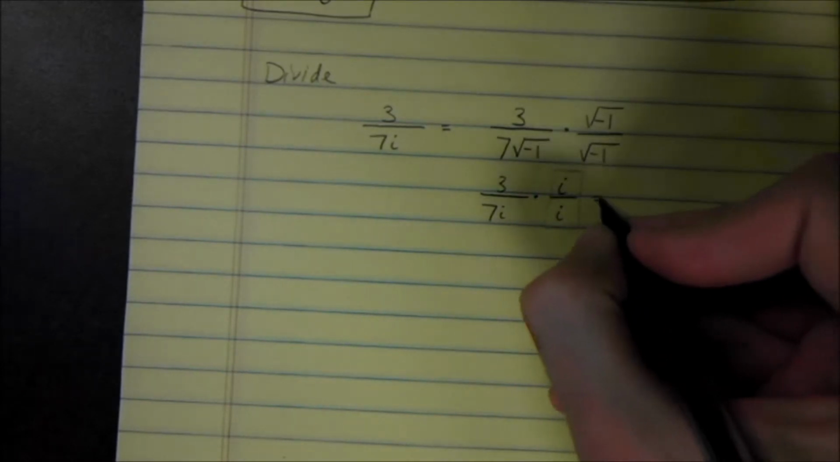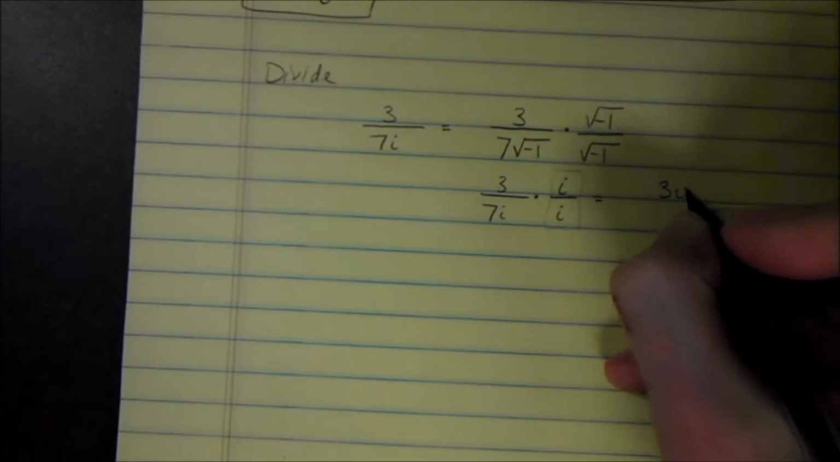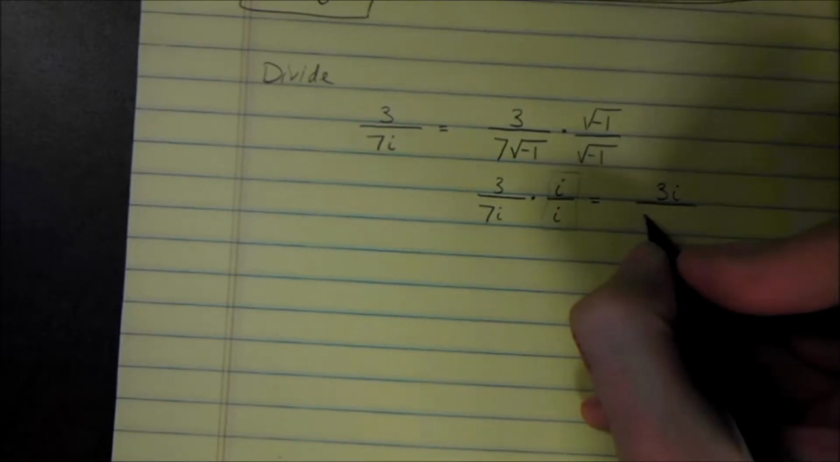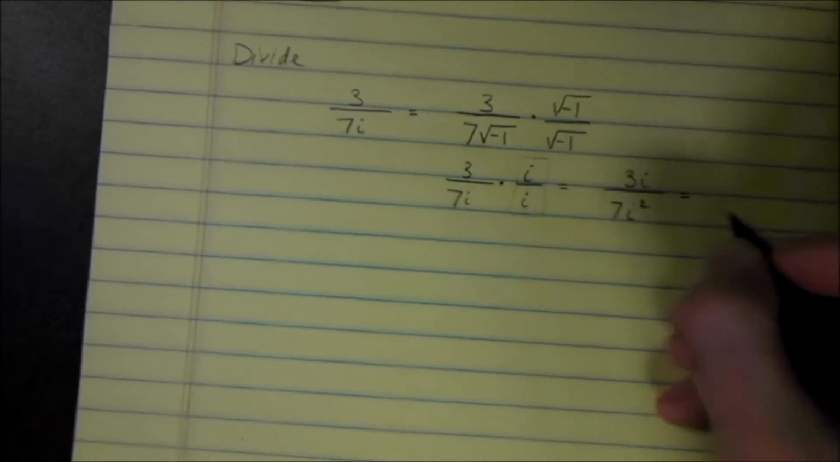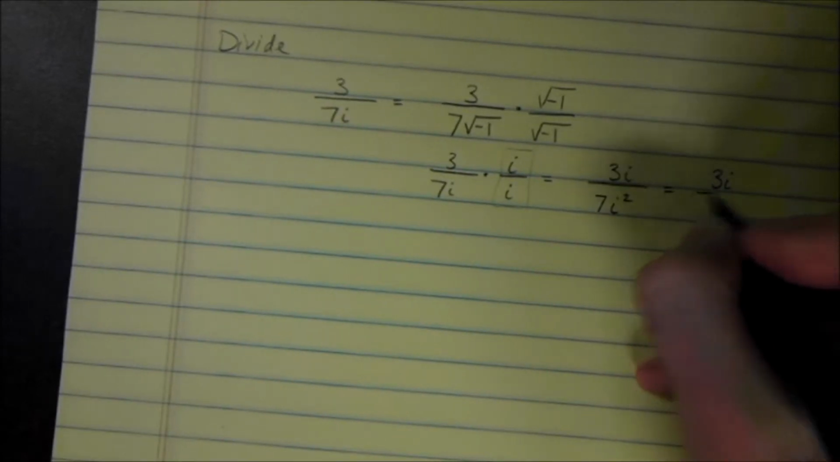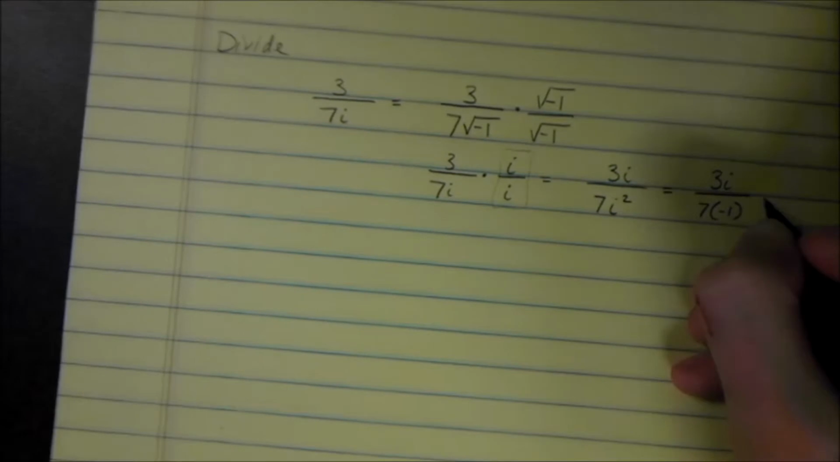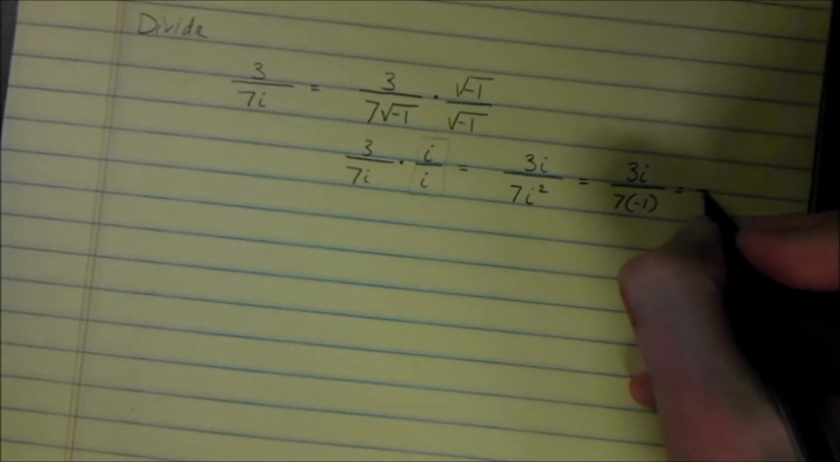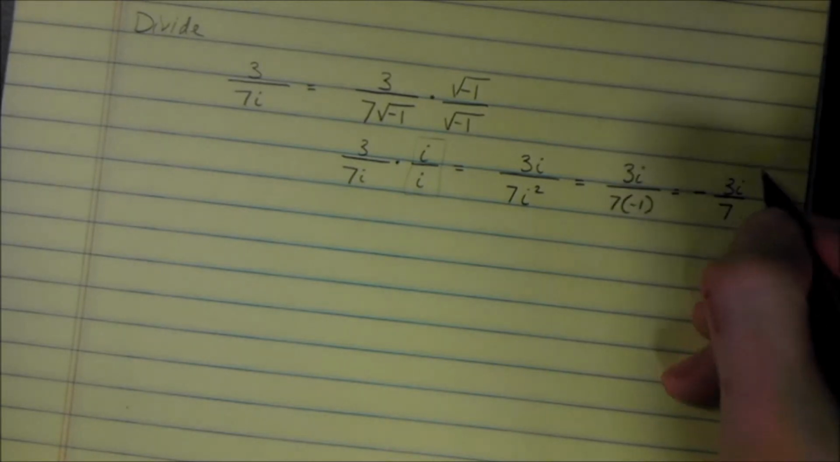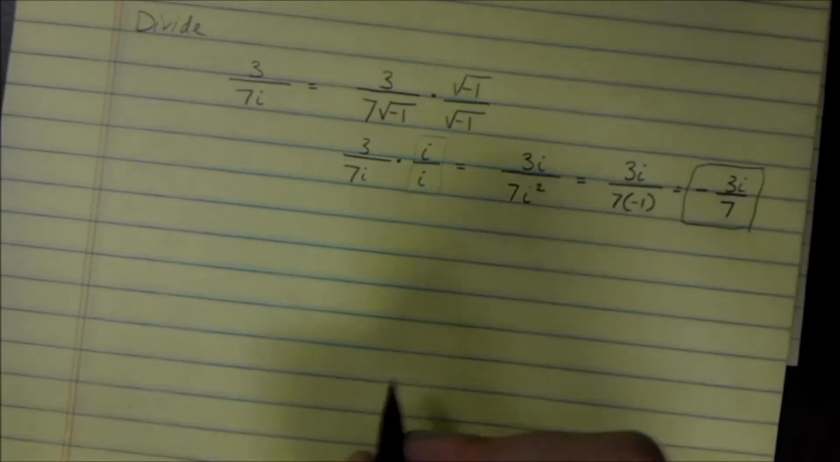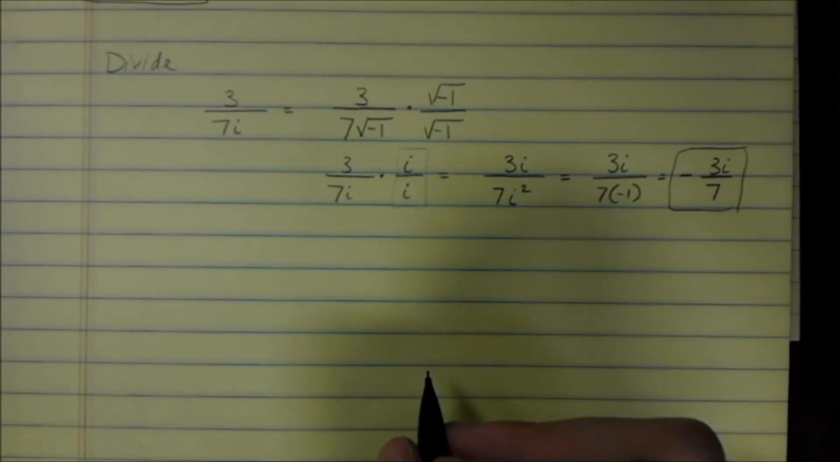But what happens when we do this is we're going to get 3i on top and 7i squared on the bottom. And then recall that i squared is the same thing as -1. So your final answer would be -3i over 7. Okay? Pretty simple.